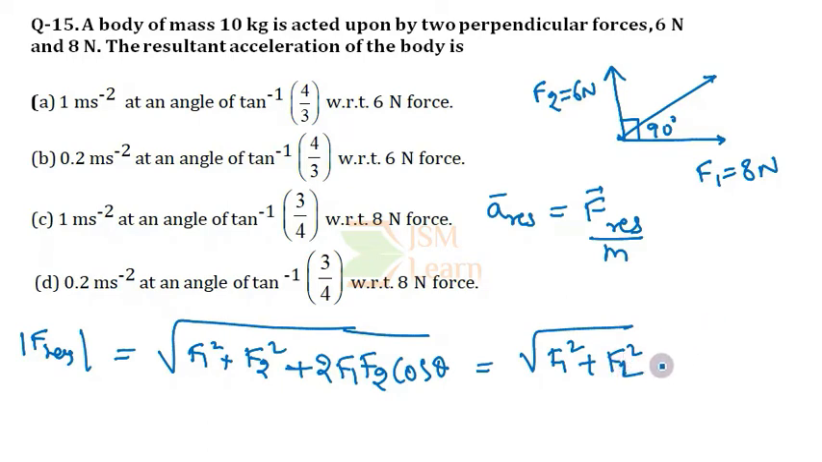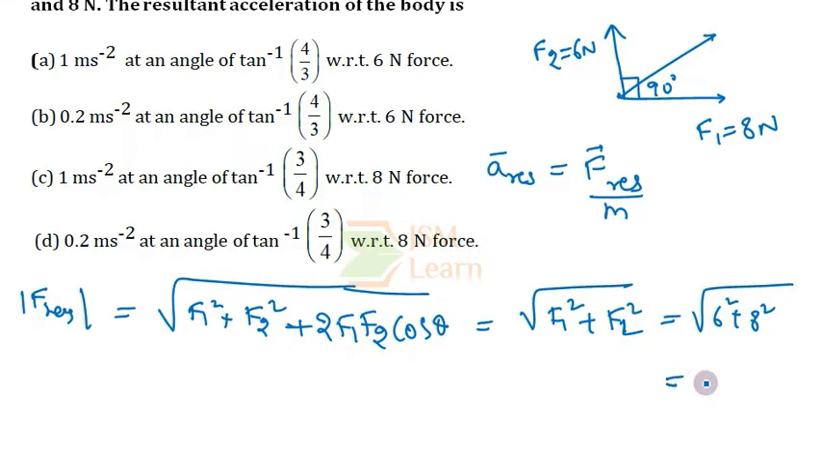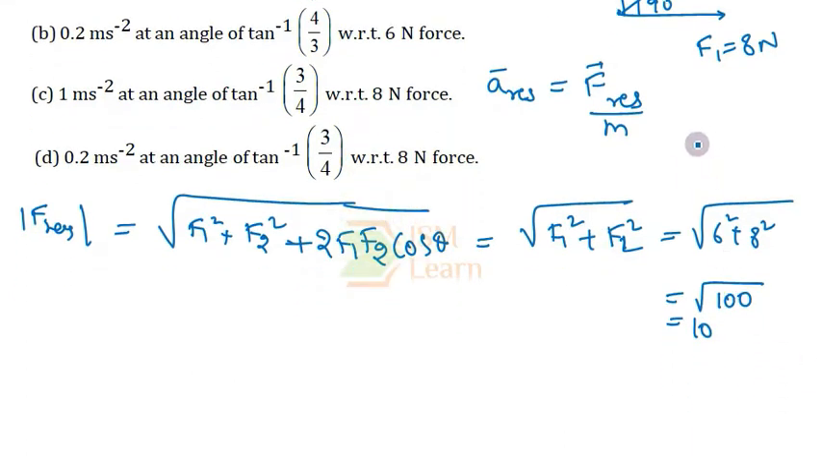So when I substitute here, I get under root 6 square plus 8 square, which is equal to under root 100, and its value is equal to 10. So we got the resultant force acting on the body as 10 Newtons. So we can get the resultant acceleration as 10 Newtons divided by the mass, and we know that the mass is 10 kg. When we solve this further, we get that the acceleration is 1 meter per second square.